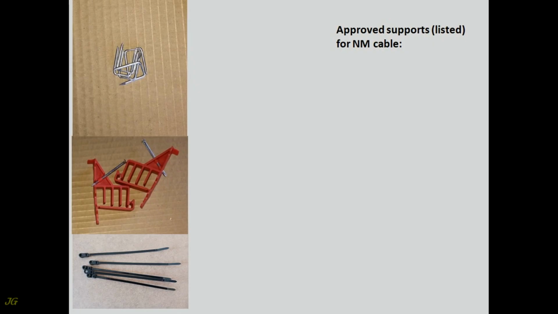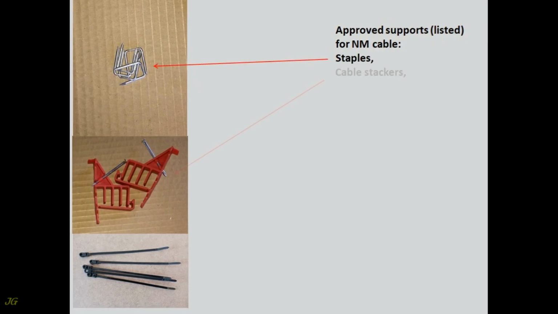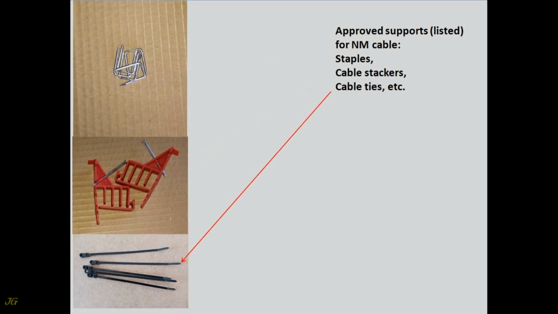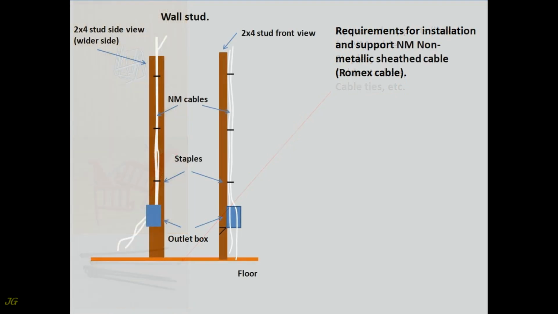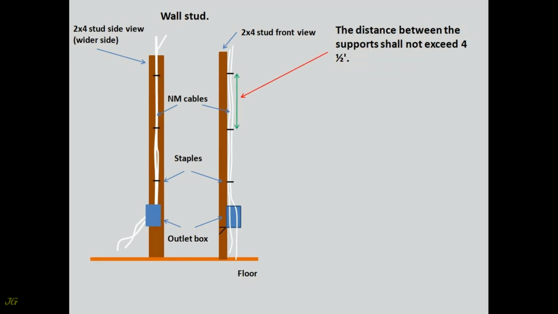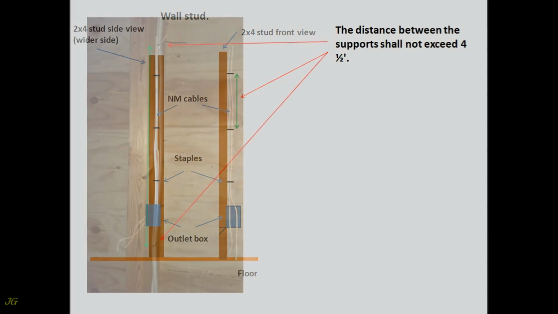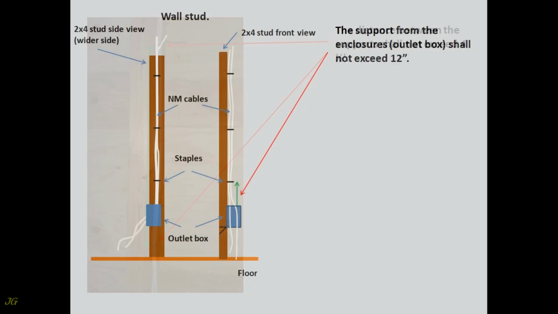Approved supports, listed, for NM cable: staples, cable stackers, cable ties, etc. Requirements for installation and support: NM non-metallic sheathed cable, Romex cable. The distance between the supports shall not exceed 4.5 feet. The support from the enclosures, outlet box, shall not exceed 12 inches.